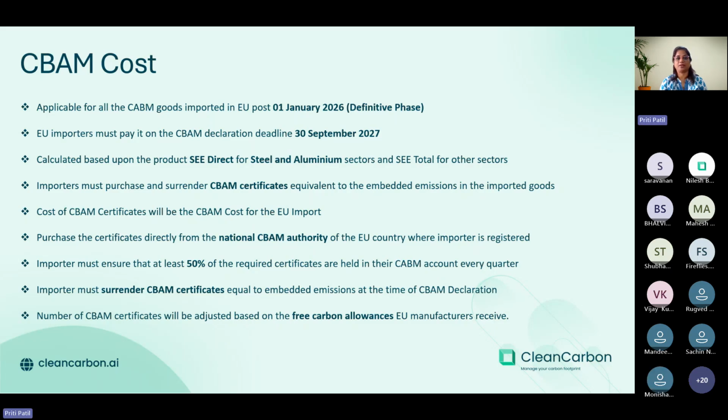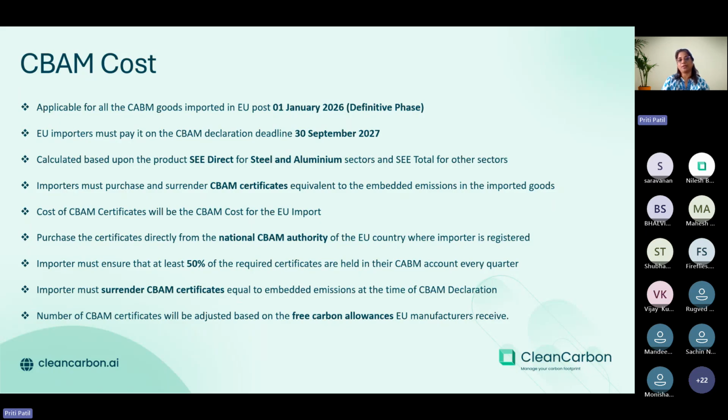It is kind of a guarantee that at the end of the year you will be in a position to pay the entire amount. So at the end of the allowed time, like 30th September, which is the deadline, importers need to surrender the entire 100% of the certificates. The number of CBAM certificates will be adjusted based upon the free allocation, the free carbon allowance EU manufacturers receive.